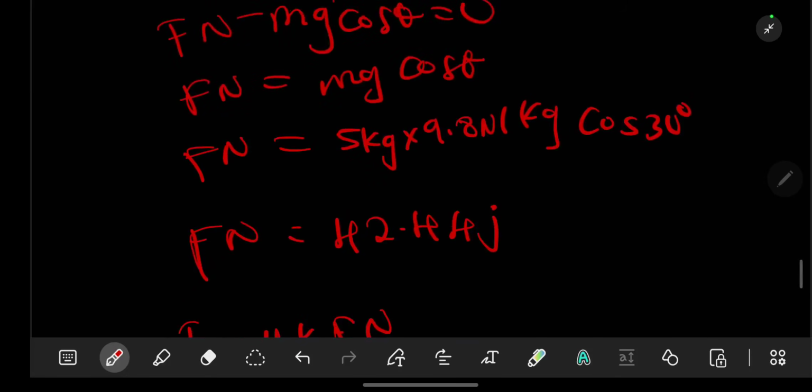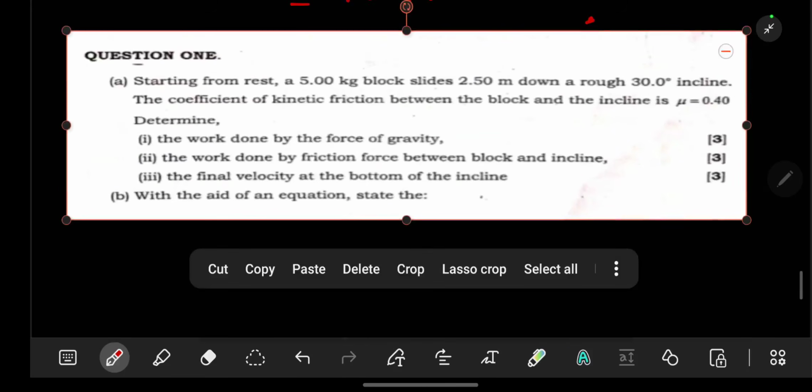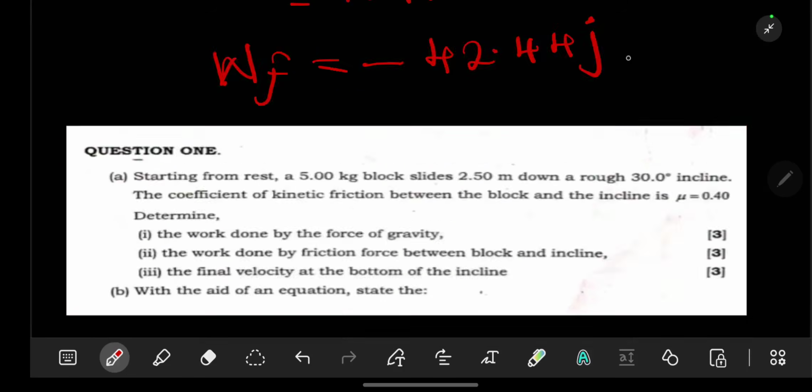Let's hope I didn't mess up the units here. This is a force, so Newton. So this is our frictional force.